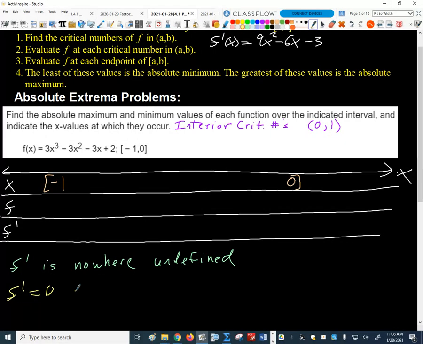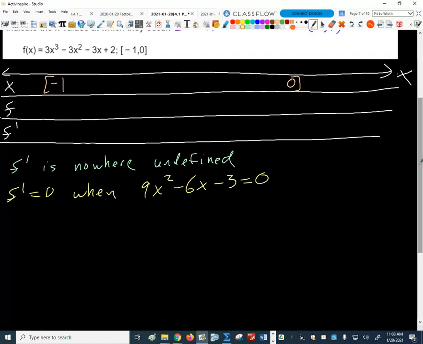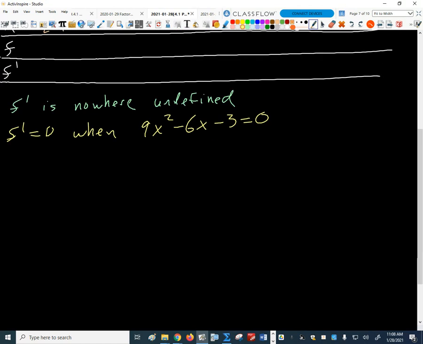F prime equals 0 when 9x squared minus 6x minus 3 equals 0. There's our derivative function. Okay, here's where I would ask you to help me out with the algebra, and you would all tell me that we're going to factor this thing, right? The first thing we always try to do when we're factoring quadratics is see if we can factor out a greatest common factor. In this case, I could factor out a 3, couldn't I? So I undistribute a 3, and we're left with 3x squared minus 2x minus 1.